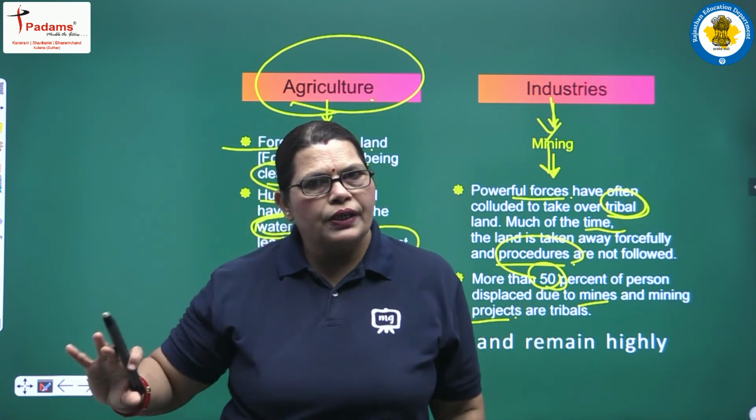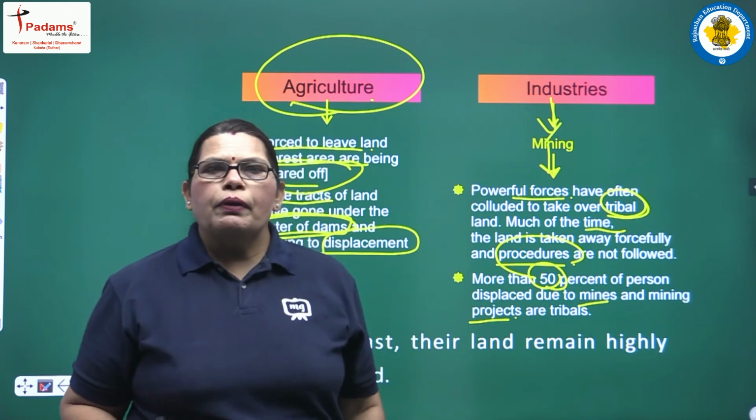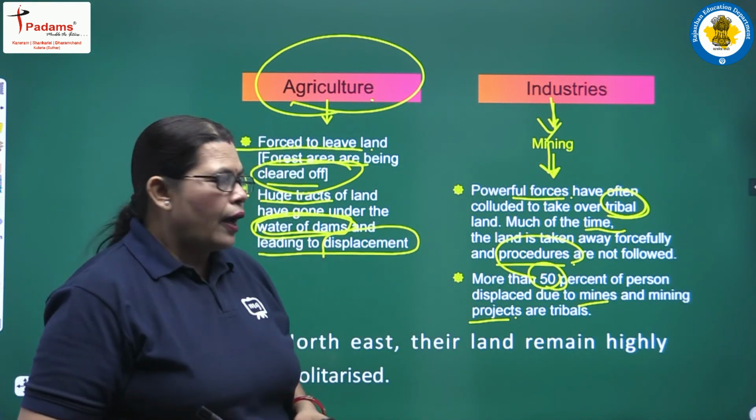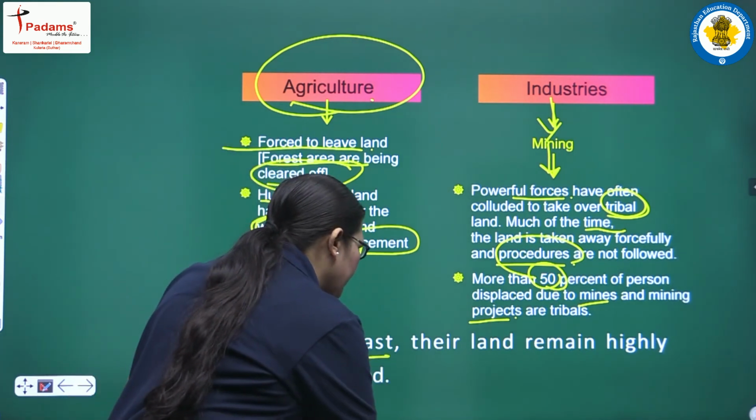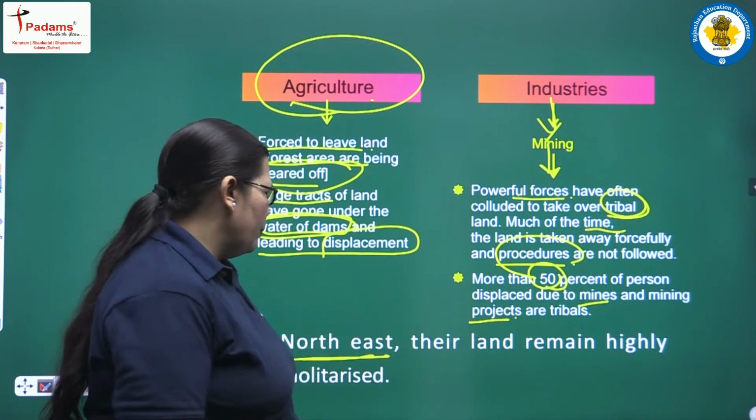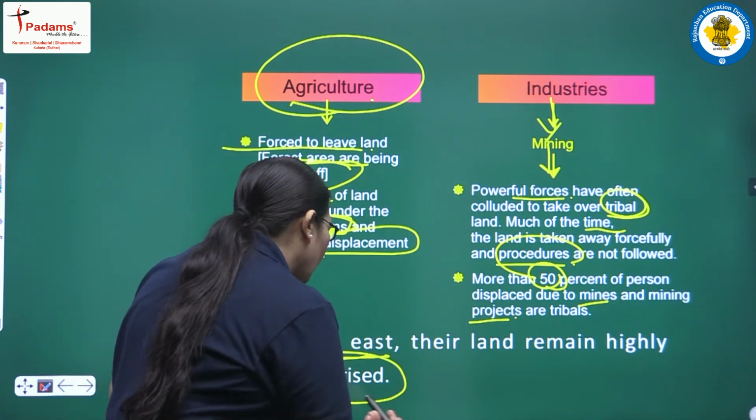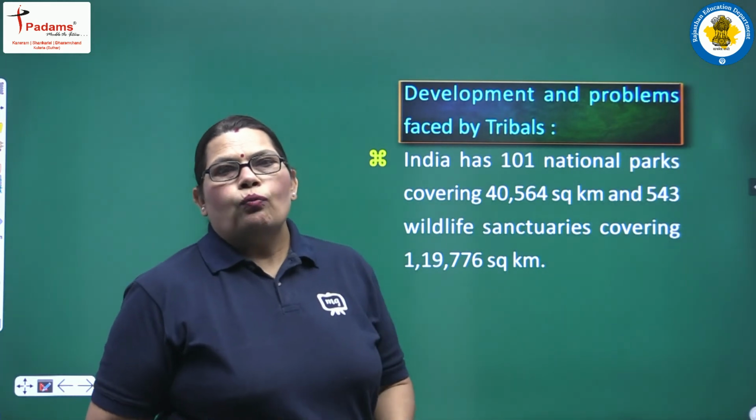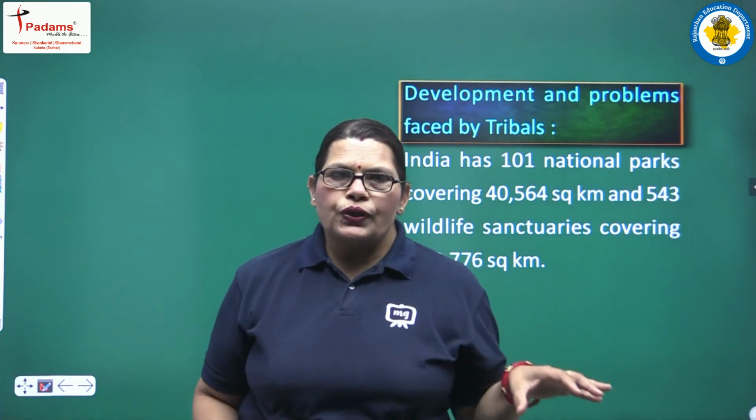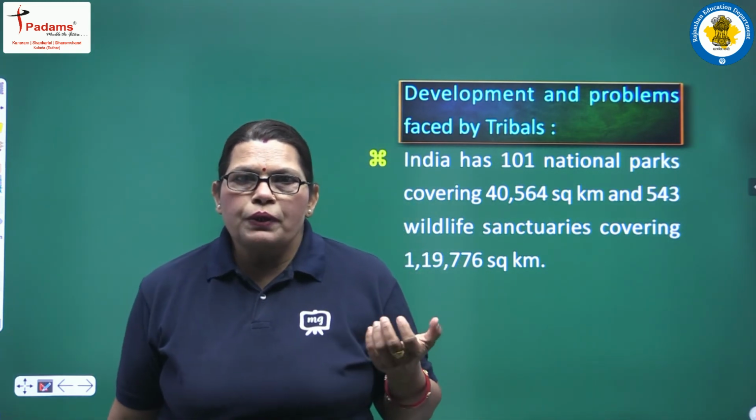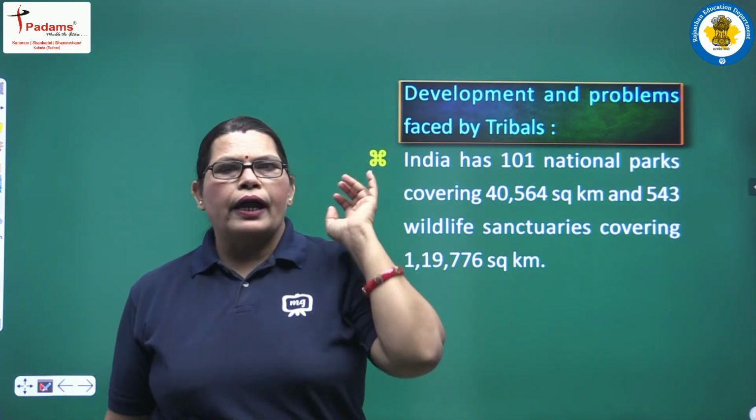So when we are considering the conditions of the tribal people, see what harassing time they are bearing. When we are considering the northeast, their land remains highly militarized, because most of the land was captured by the industrialists, most of the land was captured by the forest authorities, governments or the contractors.